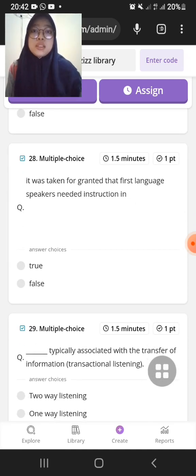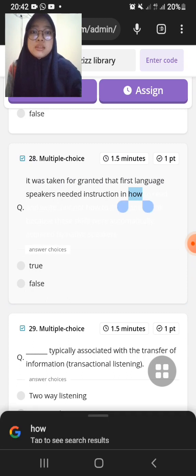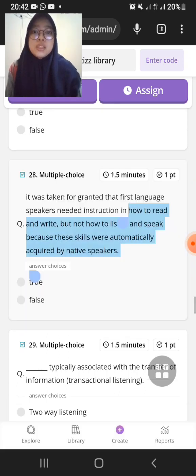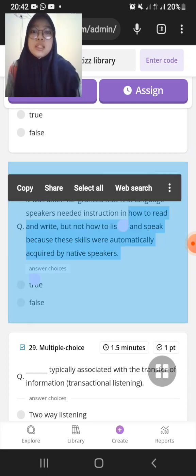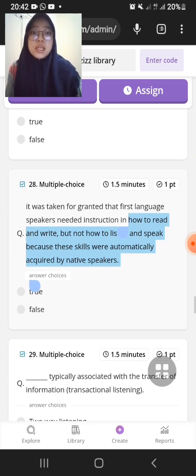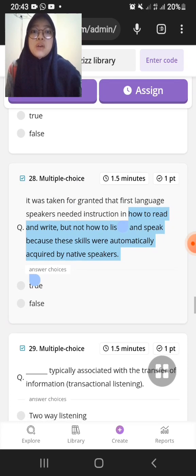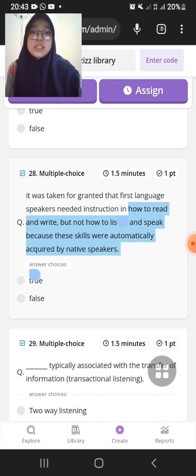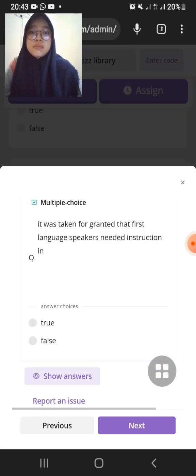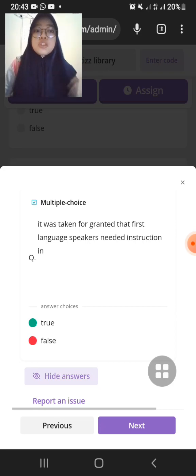Question number 28. It was taken for granted that first language speakers needed instruction in how to read and write, but not how to listen and speak, because these skills were automatically acquired by native speakers? The answer is true. This is true because the first speakers also need prior instructions such as how to write and read.